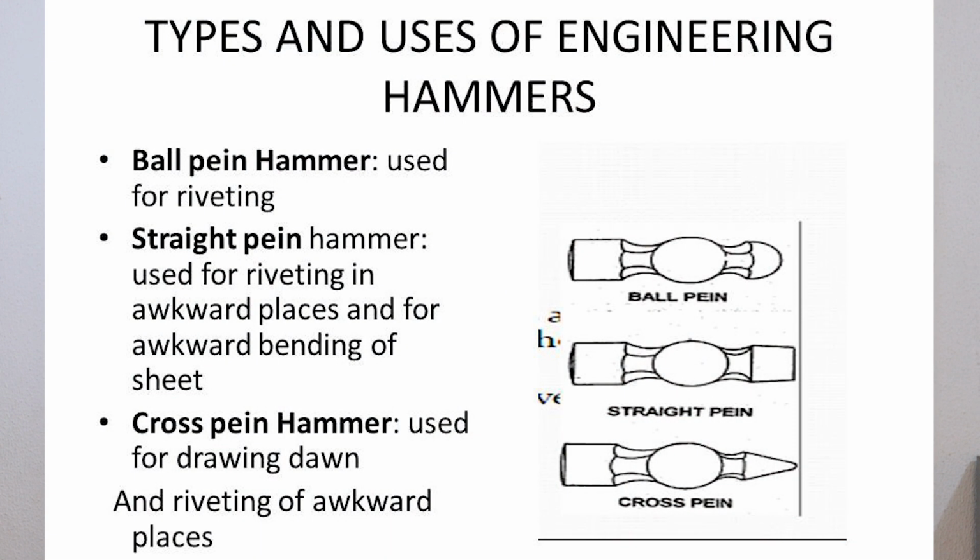Therefore, we now look at hammers, which are also key in engineering practices, such as the ball pen hammer, straight pen hammer, cross pen hammer. For further points, the ball pen hammer is used for riveting. Likewise, the straight pen hammer is used for riveting, but in awkward places and for awkward bending of sheet metal. On the other hand, the cross pen hammer is used for drawing down and riveting of awkward places.